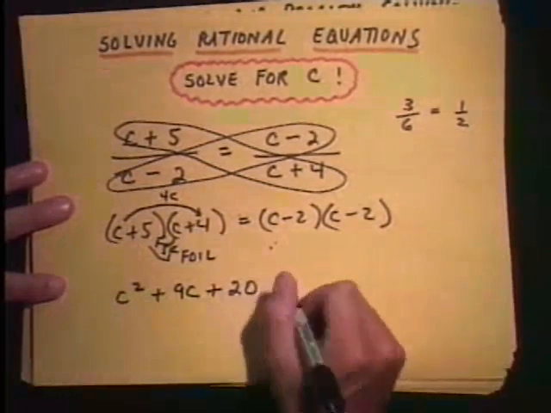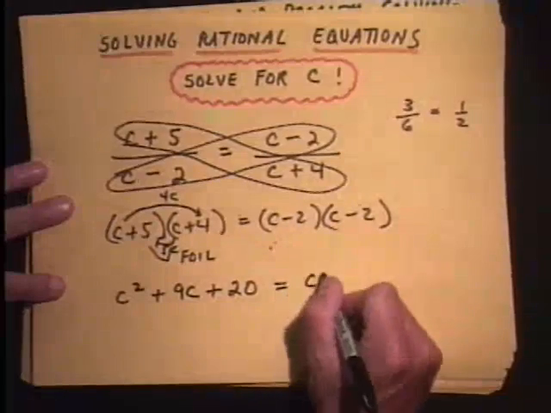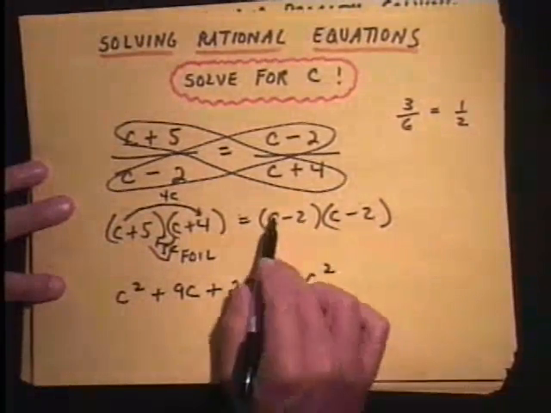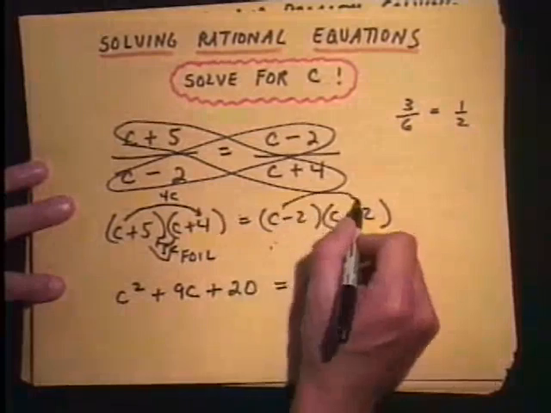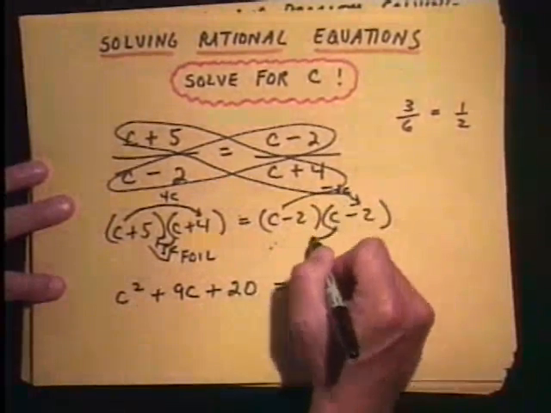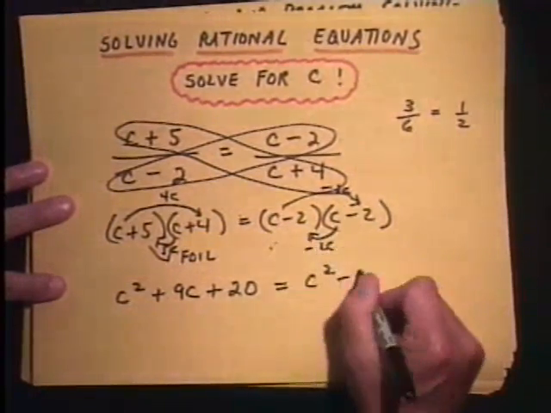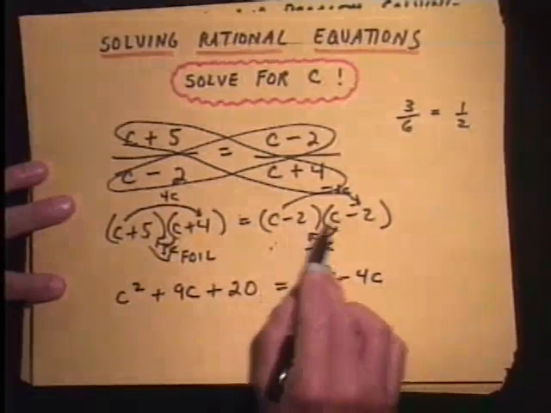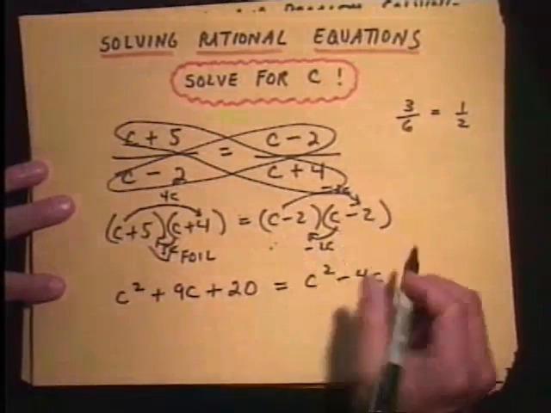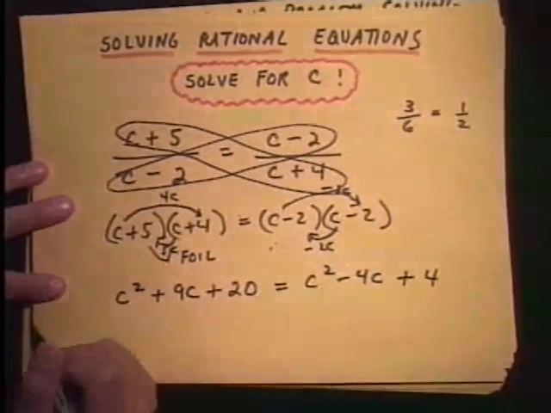Over here, we're going to FOIL, we'll get C times C, first two terms, C squared. The outside and the inside are both going to be the same here. It's going to be minus 2C. Minus 2C gives us a minus 4C. Negative times negative, last two terms, watch your sign, plus 4.